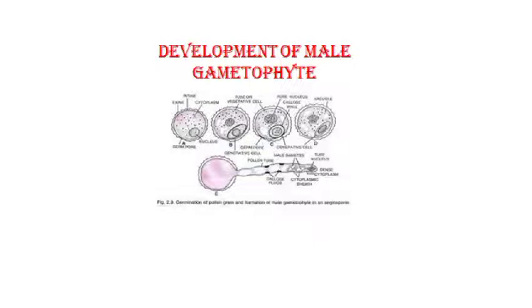Later on, very soon, the generative cell is separated from the intine and floats freely in the cytoplasm. At this stage, the pollen grain is two-celled. This two-celled pollen grain is released from the anther after dehiscence of the anther wall, and lands on the stigma.